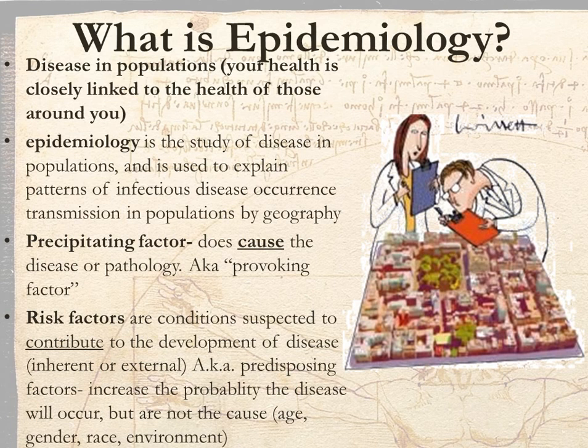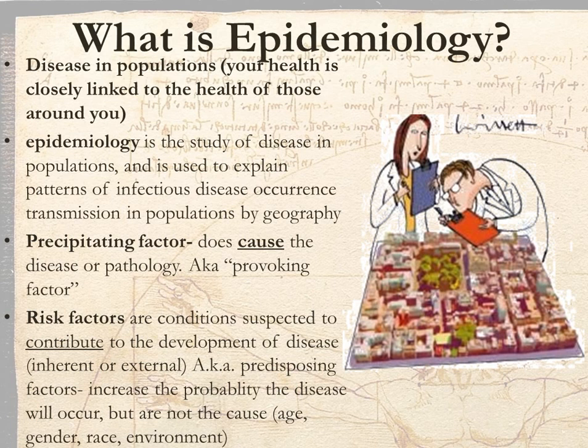Two terms that get mixed up a lot: precipitating and risk factors. Precipitating factors cause the disease. So there are things about you that are actually causing or provoking the disease. I'm trying to think of a good example. No one example comes to my mind, but I have a slide that we'll talk about. Risk factors are things that contribute to it.